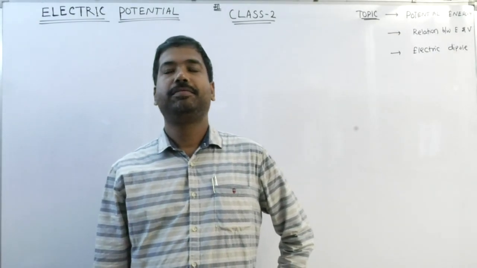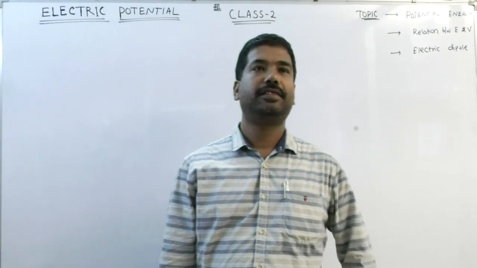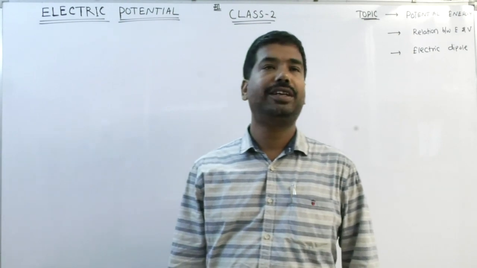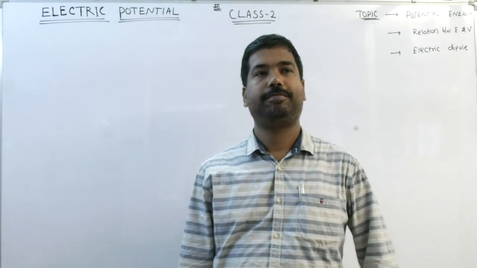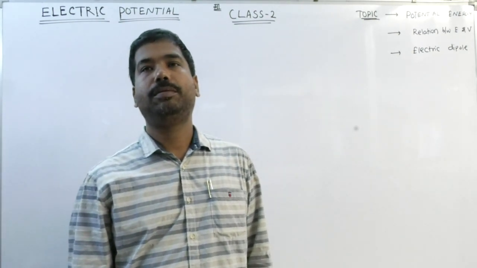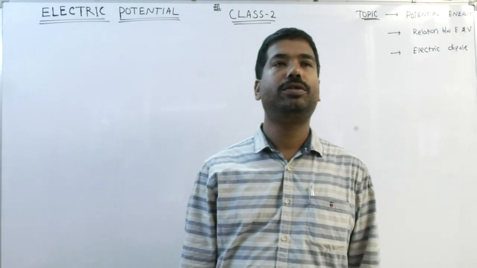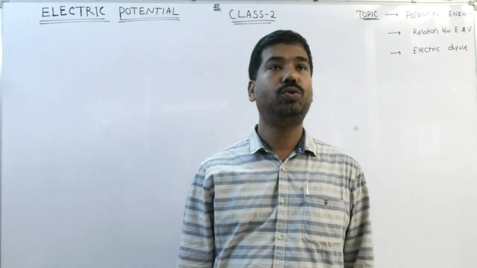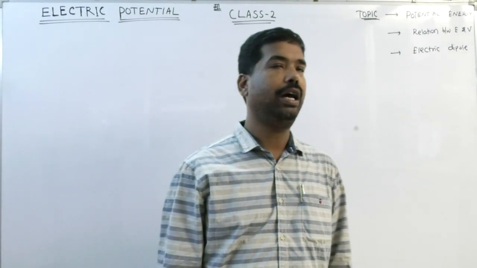My dear students, in the last class we discussed the electric potential due to a point charge at a distance r. Hence we got the conclusion that V is equal to 1 by 4 pi epsilon 0 Q by r in air medium, for a charge Q at a distance r of the observation point.